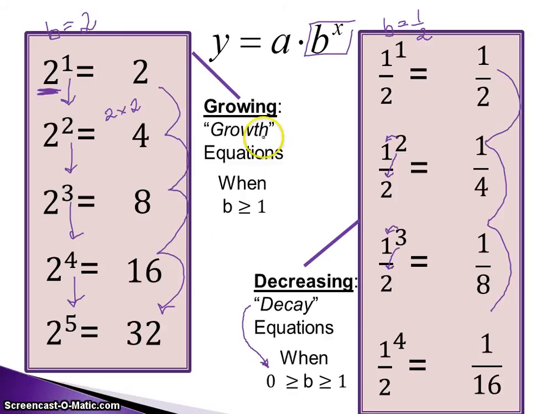So the concept we need to get from this slide is that if b is greater than 1, we're going to have a growth function. And if b is between 0 and 1, we're going to have a decaying function. And that is going to tell us what the function looks like when we're taking it and we're graphing it.